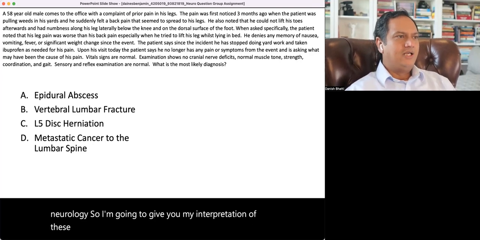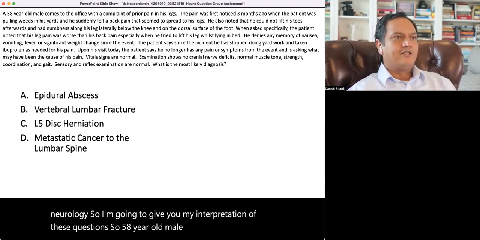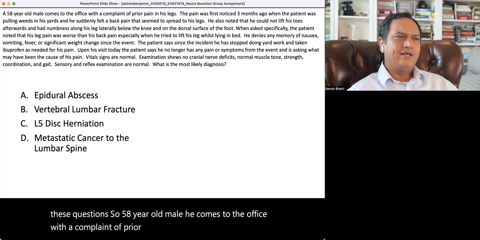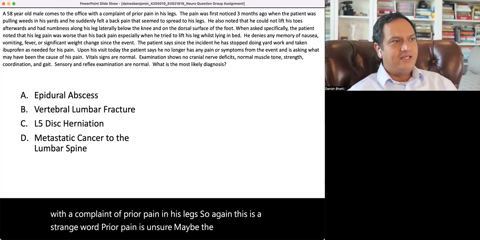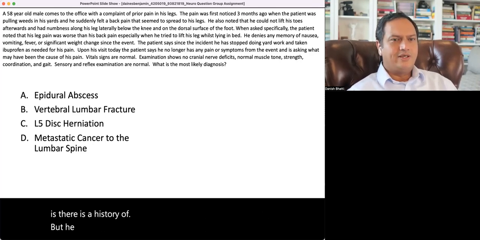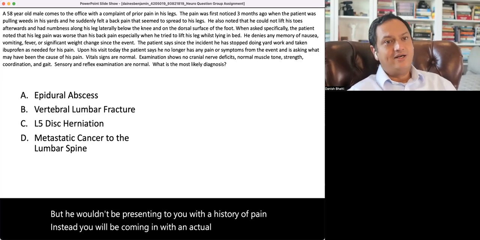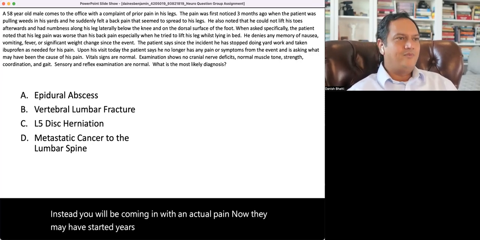So, a 58-year-old male comes to the office with a complaint of prior pain in his legs. Again, this is a strange word, prior pain. Maybe the meaning here is there is a history of pain, but he wouldn't be presenting to you with a history of pain. Instead, he will be coming in with an actual pain. Now, it may have started years ago, but prior is an unusual word to use here.